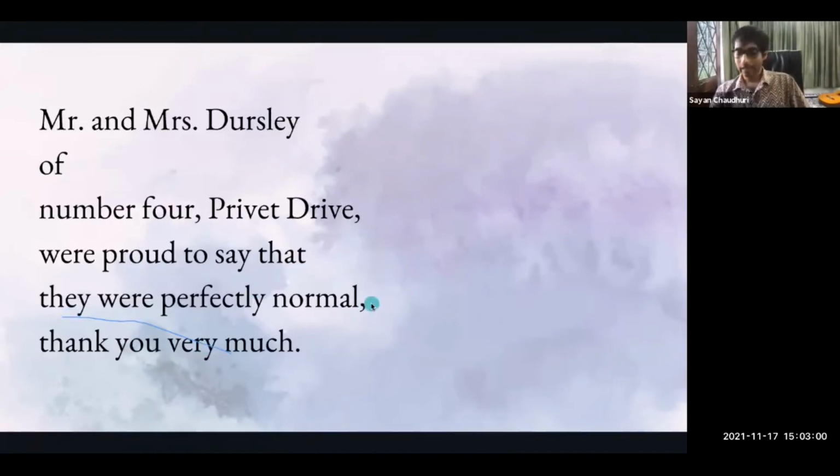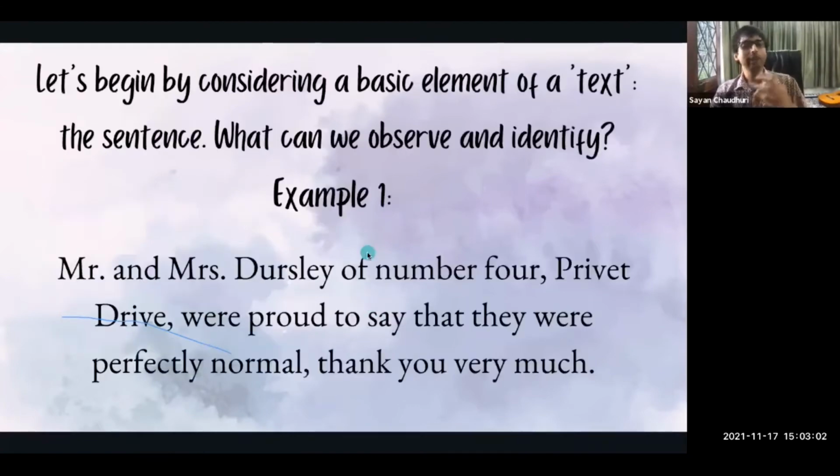Now, when you read it together: Mr. and Mrs. Dursley of number 4 Privet Drive were proud to say they were perfectly normal. Thank you very much. When you listen to the sentence, maybe there's some vague, broad association that you find: these people live in this area, Privet Drive, and they're proud of the fact they're normal. Okay, those are the associations you get. But we want to go deeper.